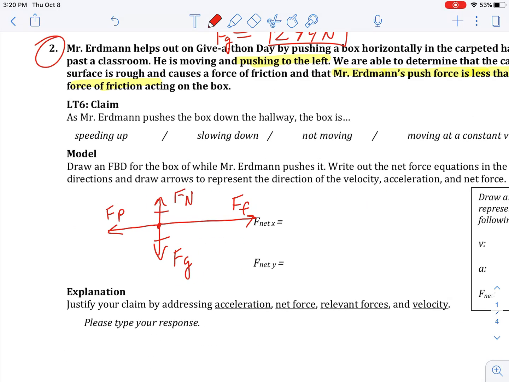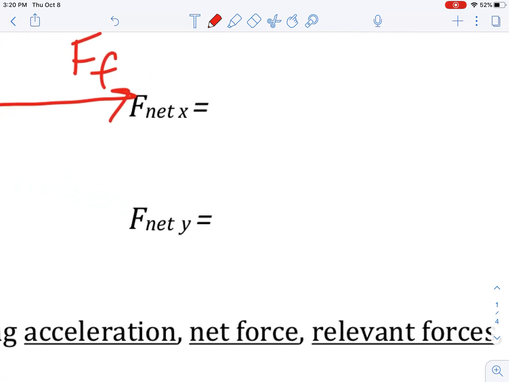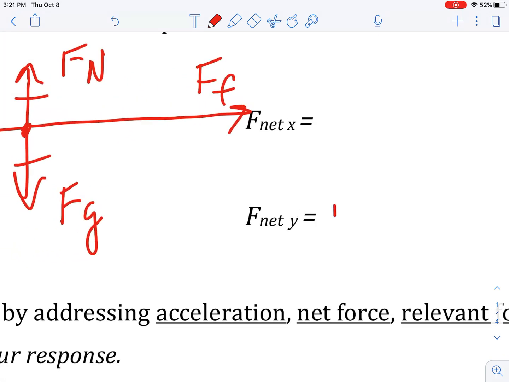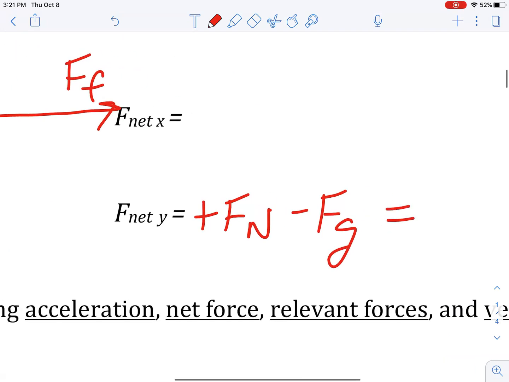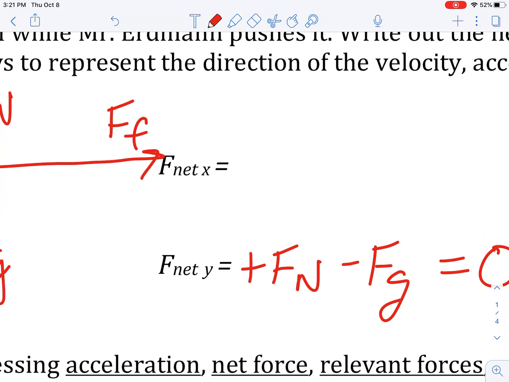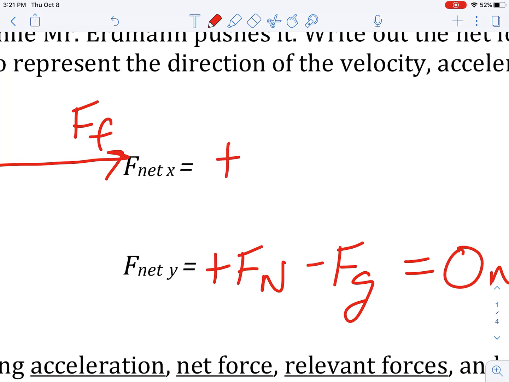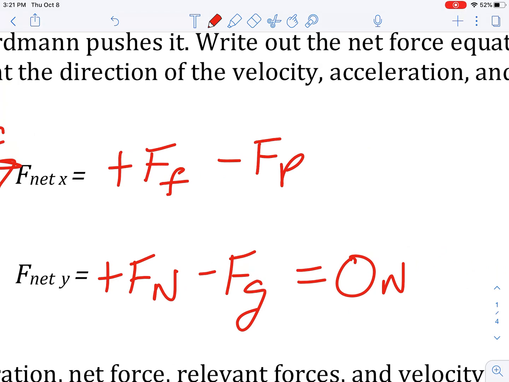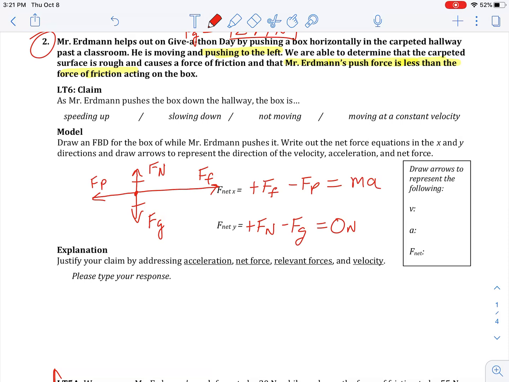Okay. Now let's write out our net force equations. The y one's easy because the forces in the y direction are balanced. We've got plus force normal minus force gravity. And since they're balanced, they equal 0 newtons. In the x direction, we're unbalanced. Force friction is greater than force push, so it's going to equal mass times acceleration. They're not balancing out to 0. So we have plus force friction minus force push, because friction points right and push points left, equals mass times acceleration. That's really what we need, this right here, to answer the LT5a.